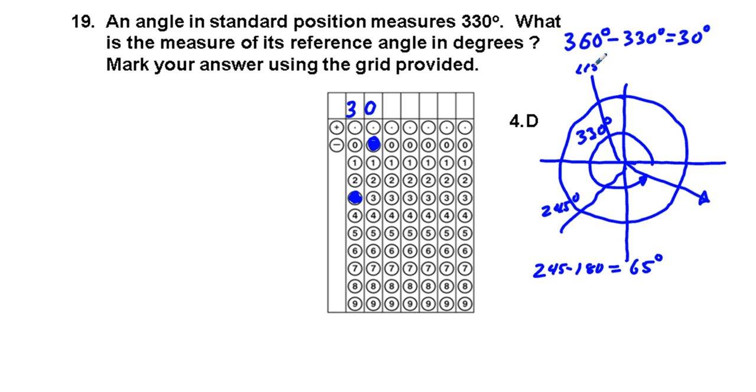If you had a 115-degree standard position angle here, the reference angle would be 180 minus 115 degrees, which would equal 65 degrees. Okay, so reference angles. Shouldn't be hard at all.